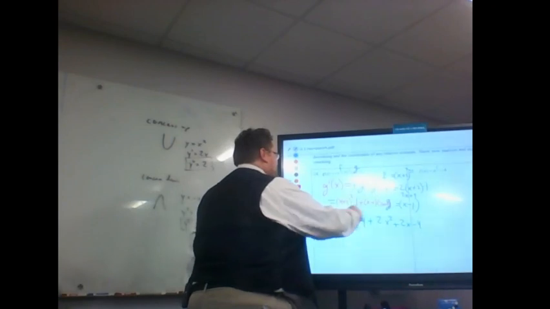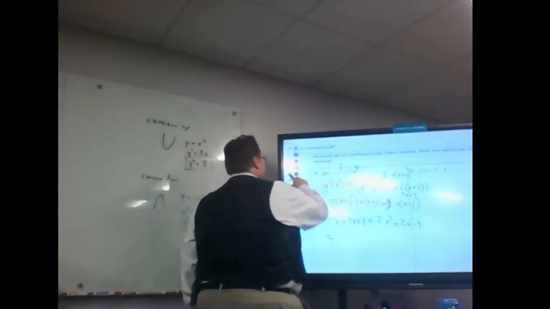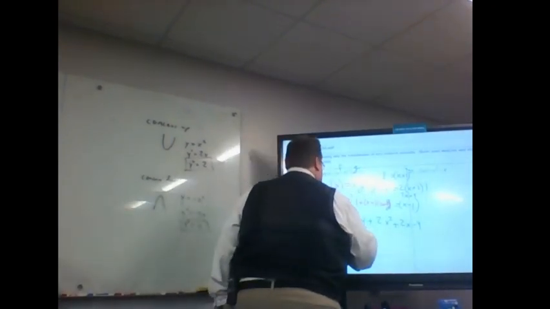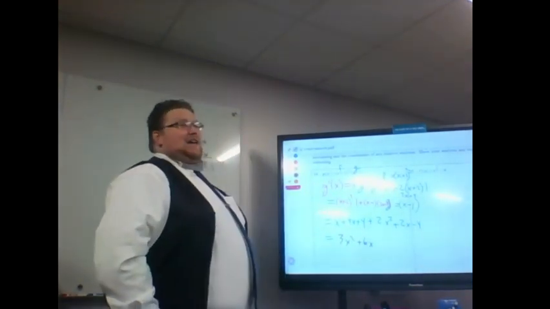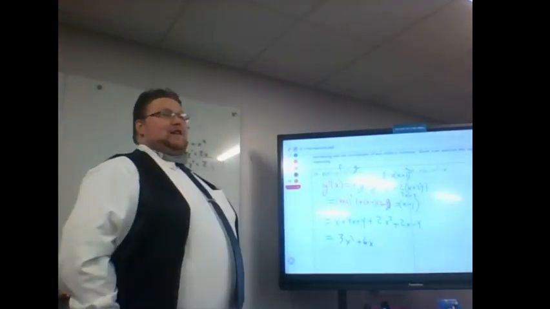Alright. I'm going to simplify again. x squared and 2x squared becomes 3x squared. 4x and 2x becomes 6x. Positive 4 and negative 4 becomes 0, so there's our answer. Now this is a derivative. Yay! We're supposed to find intervals of increasing and decreasing.